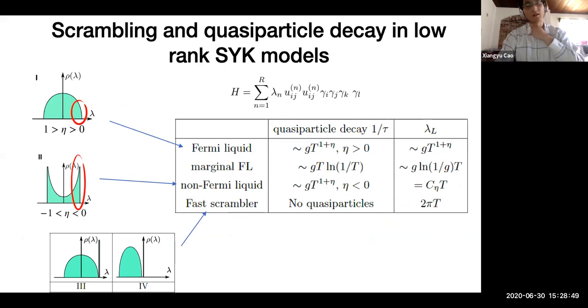Yeah, so that's the summary of the second part. So you have Fermi liquid to non-Fermi liquid to fast scrambler, and you can see that in Fermi liquid, the Lyapunov exponent is more or less the same as the quasiparticle decay, whereas in other cases it's proportional to T, and you cannot really speak about quasiparticle decay because there are no long-lived quasiparticles.